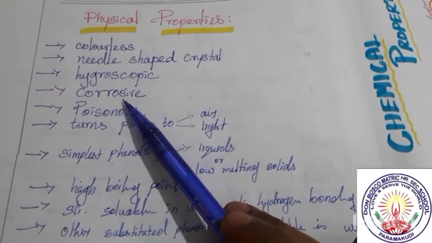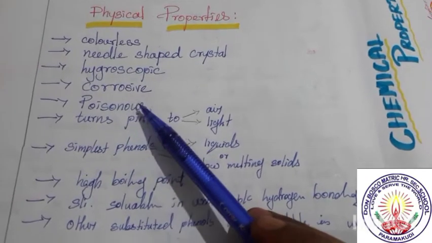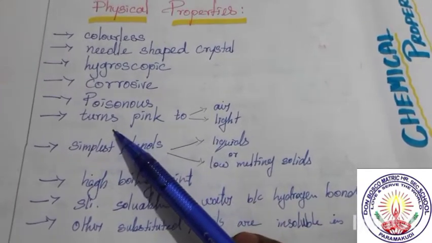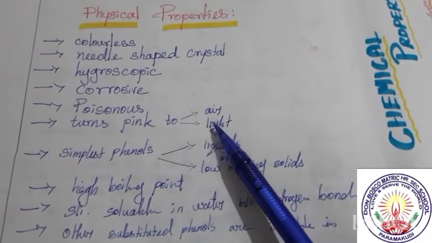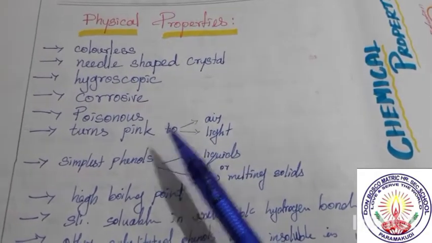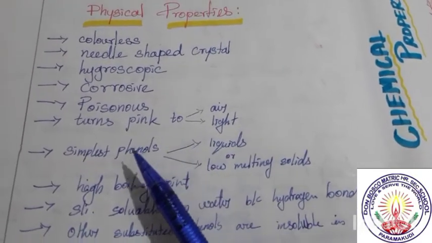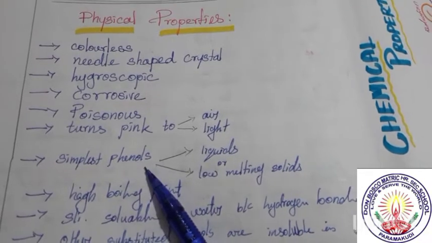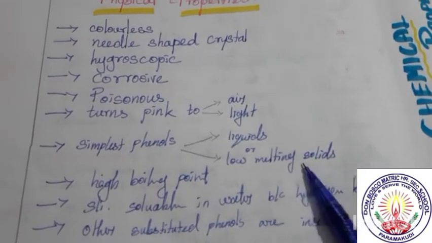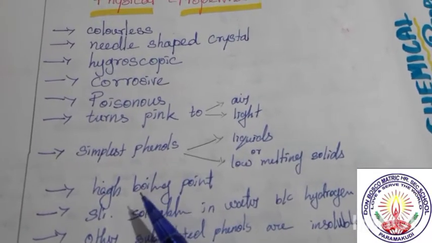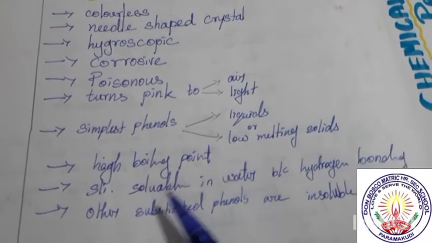Fourth one is corrosive. Poisonous. This is toxic. Turns pink to air or to light. When it is exposed to air and light, it turns pink color. Next, the simplest phenols are liquid or low melting solids. Next, these phenols have a high boiling point.